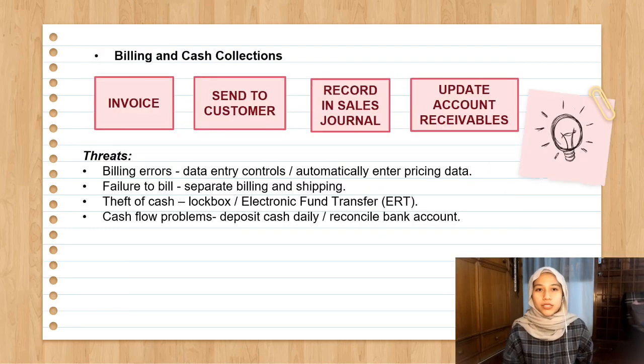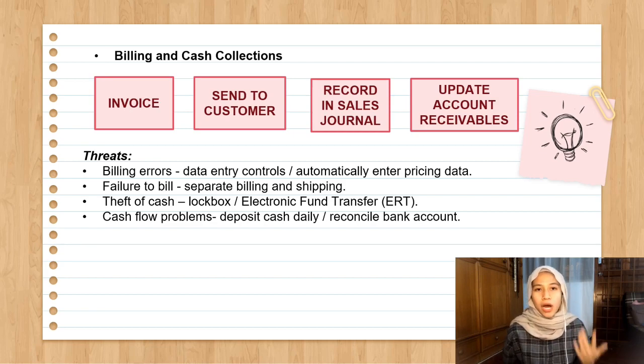Okay, so the last activity is billing and cash collection. This is when the company will send the invoice to the customer and then record in sales journals and update it in accounts receivable. So there will be threats too, such as billing errors, failure to bill, theft of cash, and also cash flow problems.